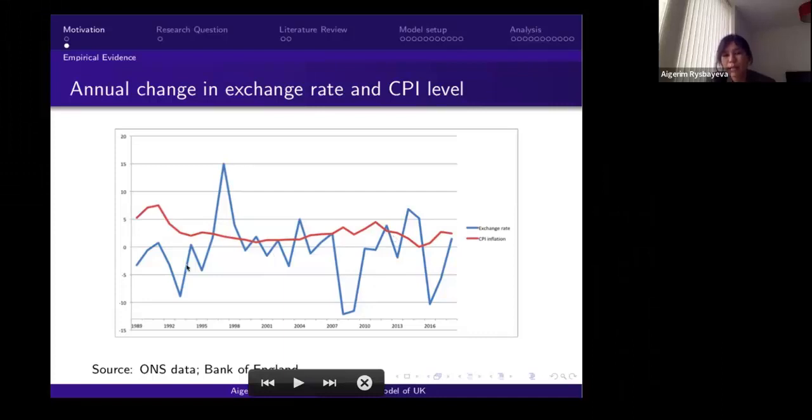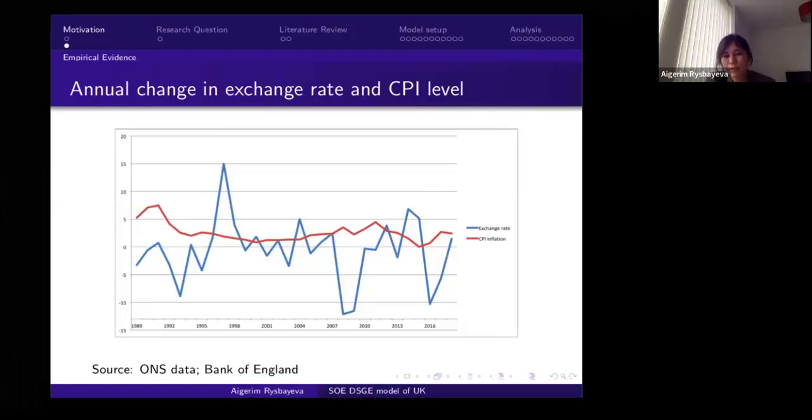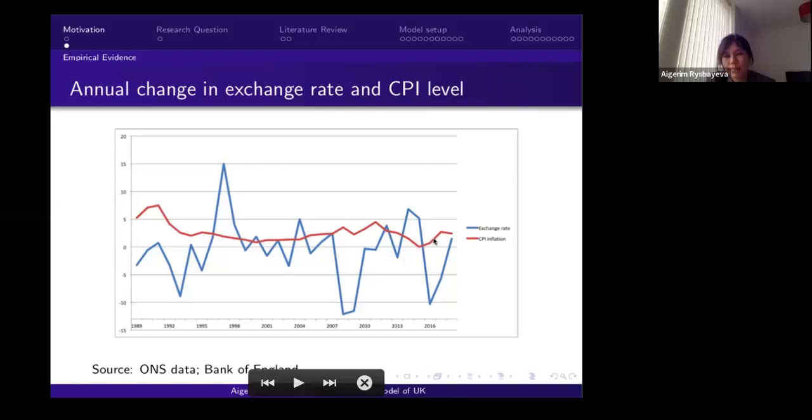The second one, the pass-through degree is different, because the changes are different. So this has to do with my second research question. Why is pass-through different across time? Because the shocks hitting the economy are different. For example, in 1992, the shock was a monetary policy shock. In 2008, it was a financial shock, and in 2016, let's say an investment shock, because in 2016 we had a drop in investment and a drop in consumer confidence.